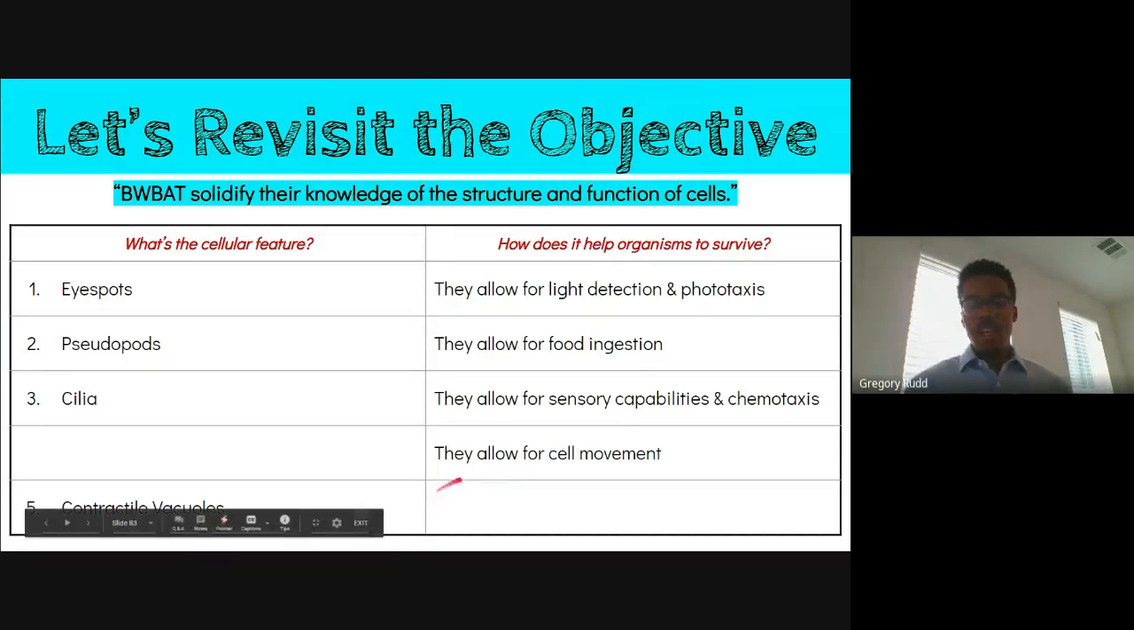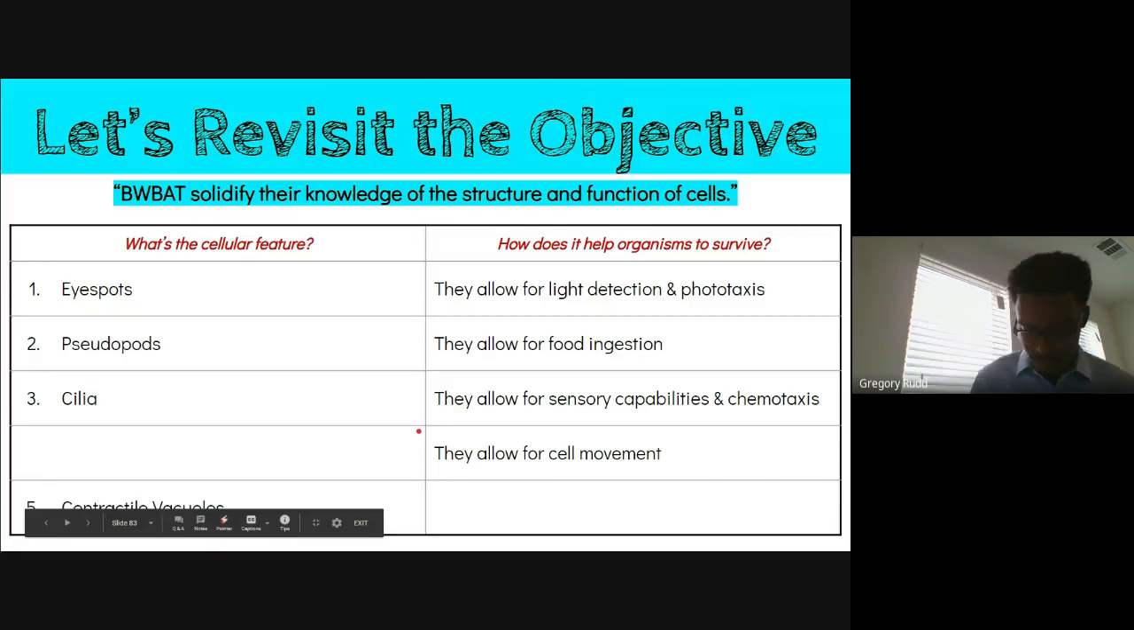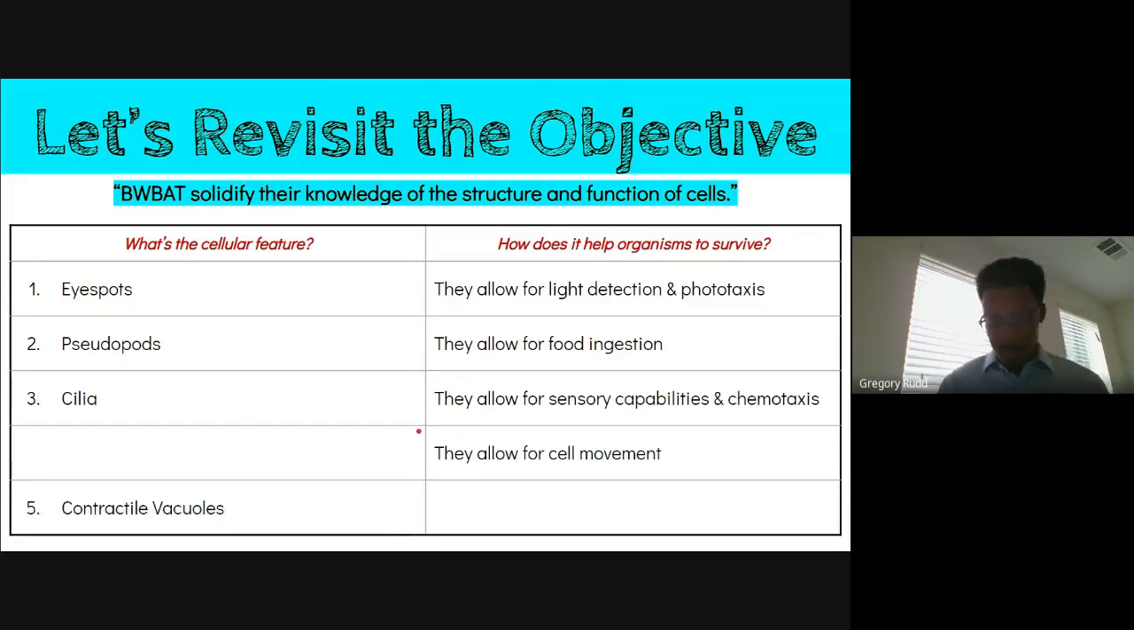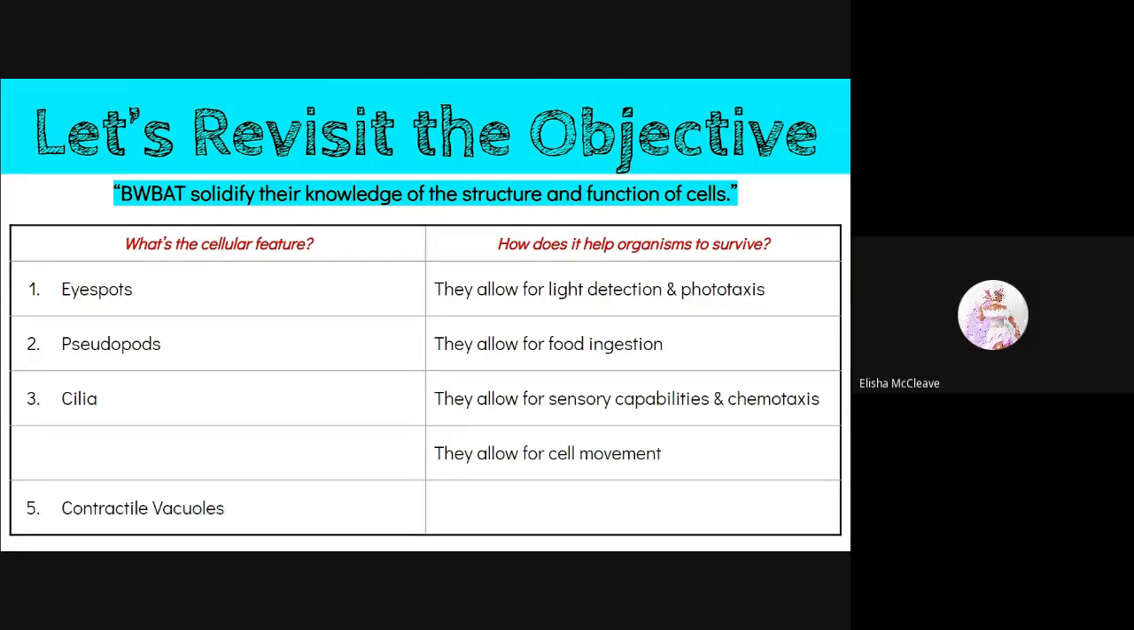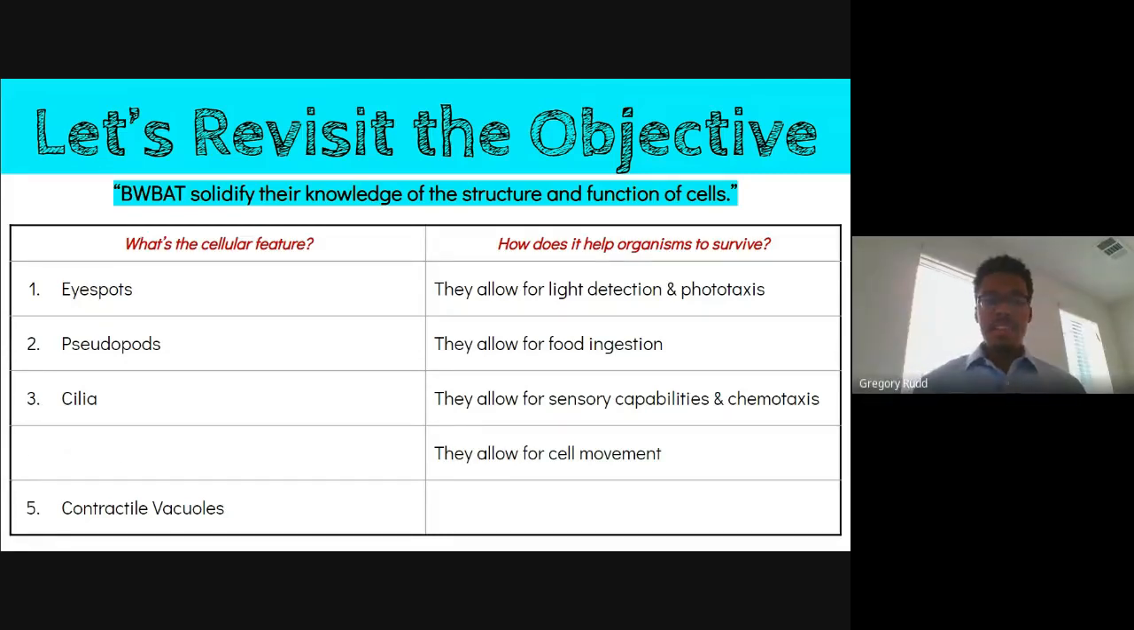What's the adaptation that allows the cell to move? It starts with an A. It does. It is the flagellum. Good. So it looks like a long tail. Some organisms have more than one. Some just have a single one, and it propels them forward in a specific direction.